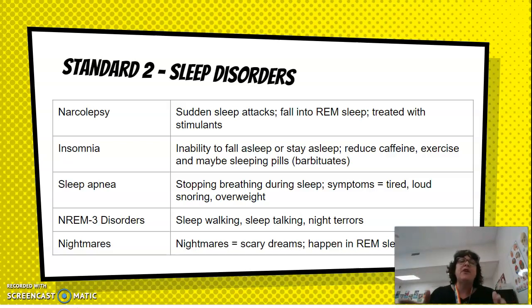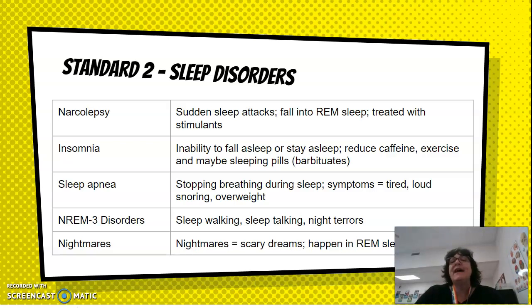When someone has narcolepsy, the kind of sleep they go into is REM sleep. One way to treat narcolepsy is to use stimulants. Stimulants get your system going, and so they're often used to treat narcolepsy because you don't want to sleep. Insomnia, you want to sleep, right? Because if you suffer from insomnia, you can't get to sleep or you can't stay asleep.